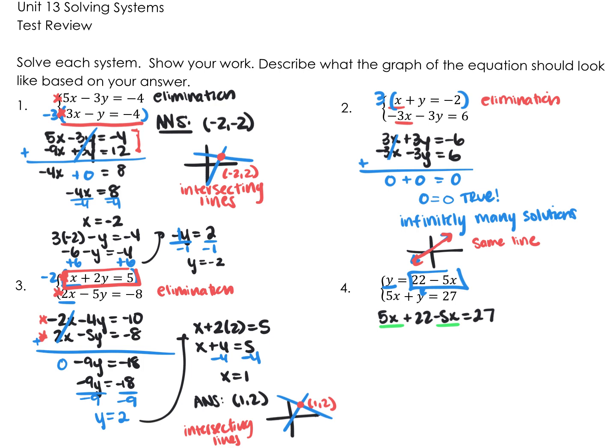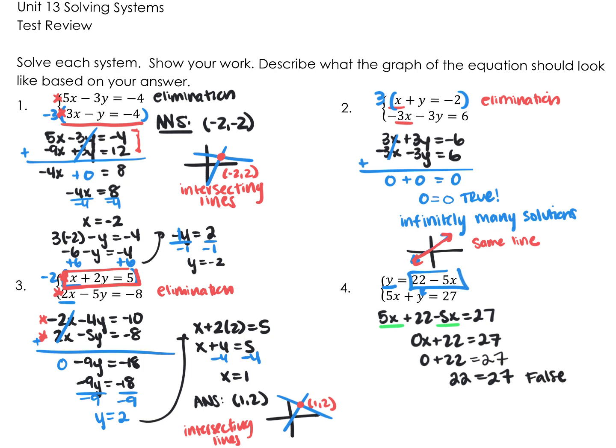5x plus negative 5x will be 0x. But you also could just write that as 0 because 0 times x is 0. So this will be 0 plus 22 is equal to 27. 0 plus 22 is 22. So for this one, we get all of our x's and y's go away, but we get 22 is equal to 27, and this is false.